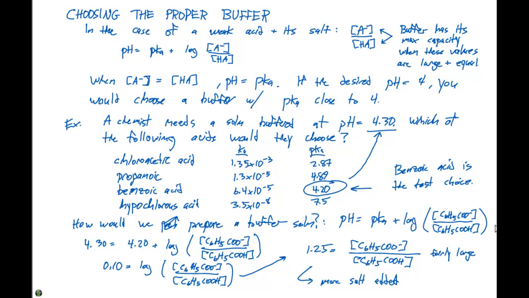Okay, so in choosing the proper buffer, we want our concentrations to be large and equal, and our pH needs to be as close as it can be to the pKa. So if we're given a particular pH, we want to choose the pKa that's the closest to it. In this case, if we're choosing a buffer with a pH of 4.3, we would want to choose benzoic acid based on the list of acids that we were given. Then we can use the Henderson-Hasselbalch equation to determine the proper ratio of A- to HA that we will need, and in this case we found that more salt needs to be added to make the best buffer solution.